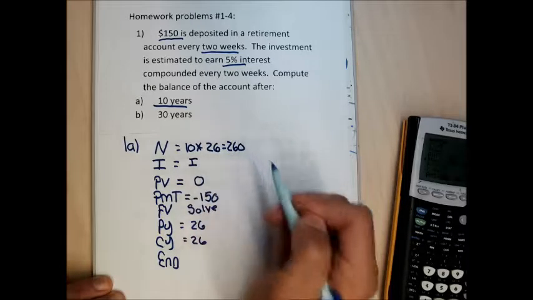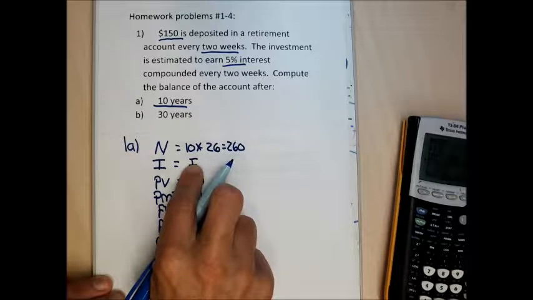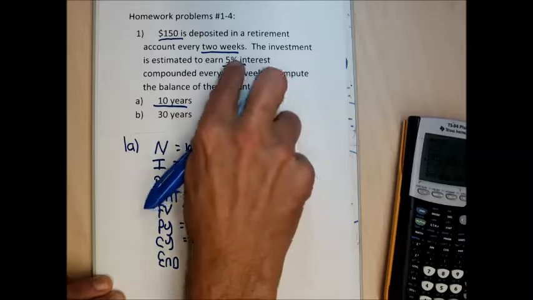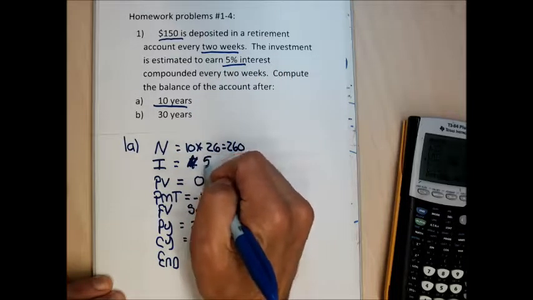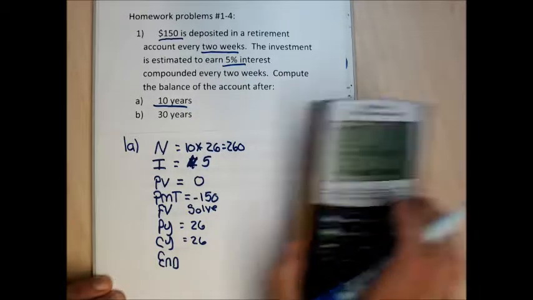I'm staring at a mistake. I wrote I equal to I, although that's not wrong, it's not going to help me. I should have put I equal to 5. Now when I do this computation, I should be fine.